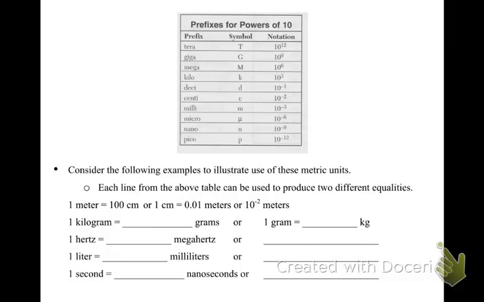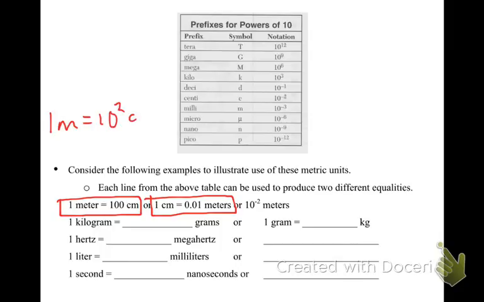So let's consider the following examples. Let's illustrate what these metric units are. In each line from the above table, we can use each line to produce 2 different equalities. In other words, here's our example. 1 meter is equal to 100 centimeters, or 1 centimeter is equal to 0.01 meters. Now again, what that means is 1 meter is equal to 10 to the second centimeters, or 1 centimeter is equal to 10 to the negative second meters.